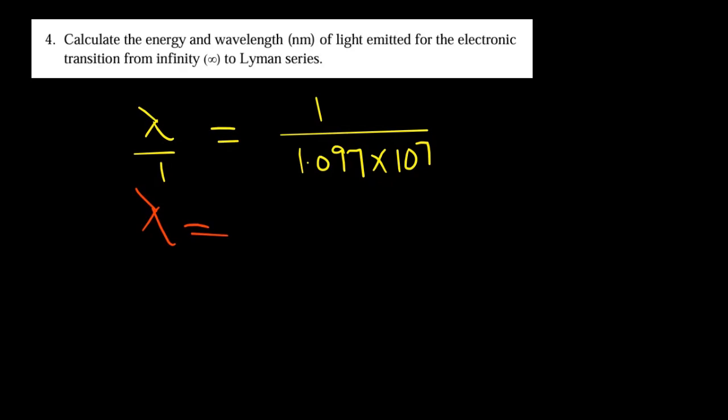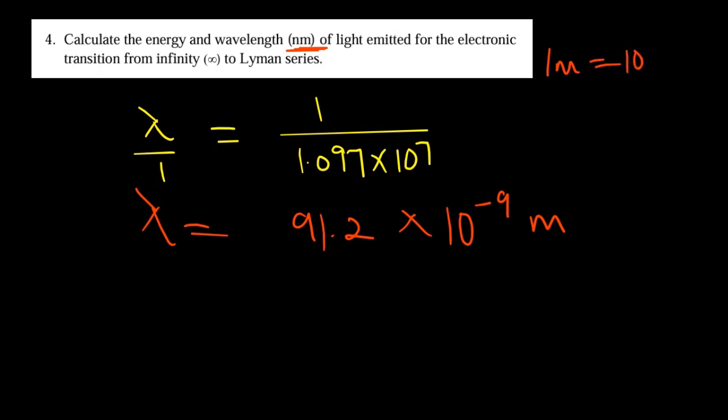You should get approximately 91.2 times 10 to the power minus 9 meters. So this will be the wavelength in meters. Remember we said our wavelength should be in nanometers. So we can convert this to nanometers. So we use that ratio. We said 1 meter is equal to 10 to the power 9.